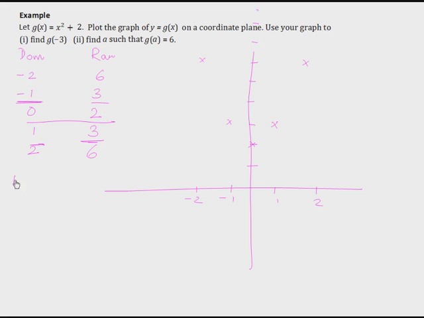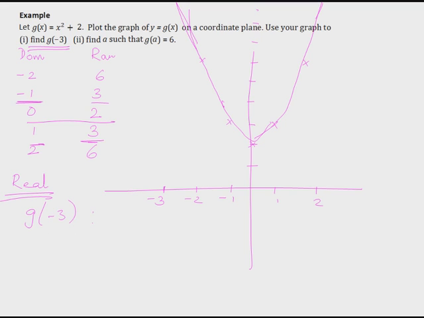If the domain was all real numbers, then I would connect these points to get all the other points of the graph. And I'd get something that's called a parabola. A badly drawn parabola, but still a parabola. Let's see what I can do with the graph. Now that I have the graph of the function, it means I have every point on the function. They're asking to find g(minus 3). So they're saying that the x coordinate is minus 3, find g of minus 3.